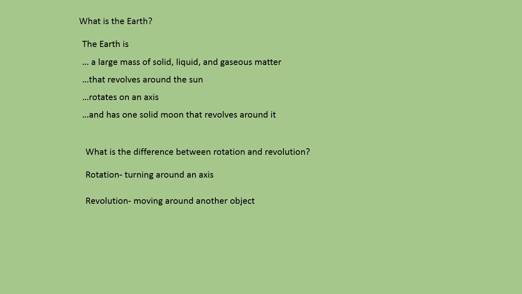Revolution, on the other hand, involves one object moving around another. In this case, the Earth moving around the Sun. Kids playing Duck Duck Goose are revolving around the center of the circle as they play, or a person waving a towel around at a football game is revolving the towel around a central point, which in this case would be their hand. In the case of the Earth, rotation and revolution take place simultaneously, and how they do so has a great impact on how we experience life on Earth.